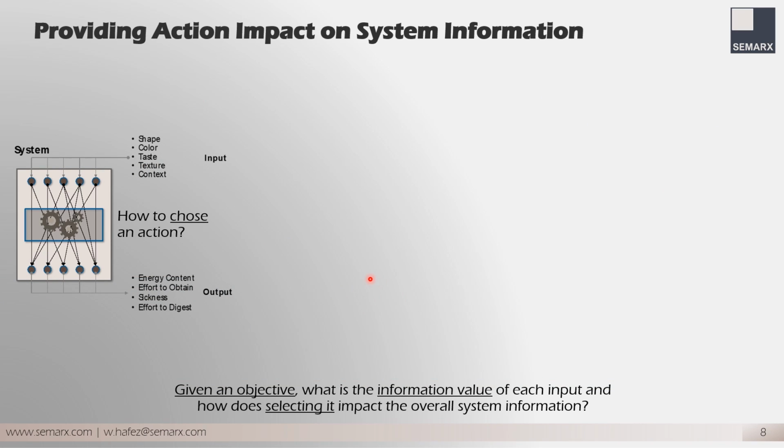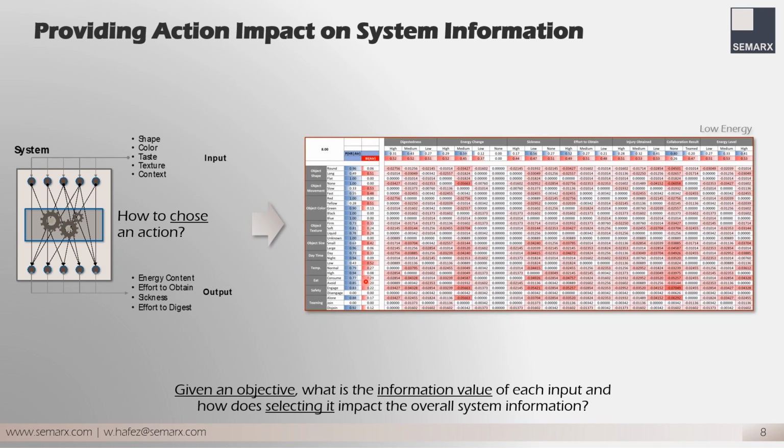So now, that was a simple case. To make it more complex, the organism or object meets a lot of objects, and they not only have color, they have shape, taste, texture, context, and then they have also different energy content, effort to obtain, sickness after they consume, and then effort to digest, for example. So if we develop the same approach, we'll come to something like this.